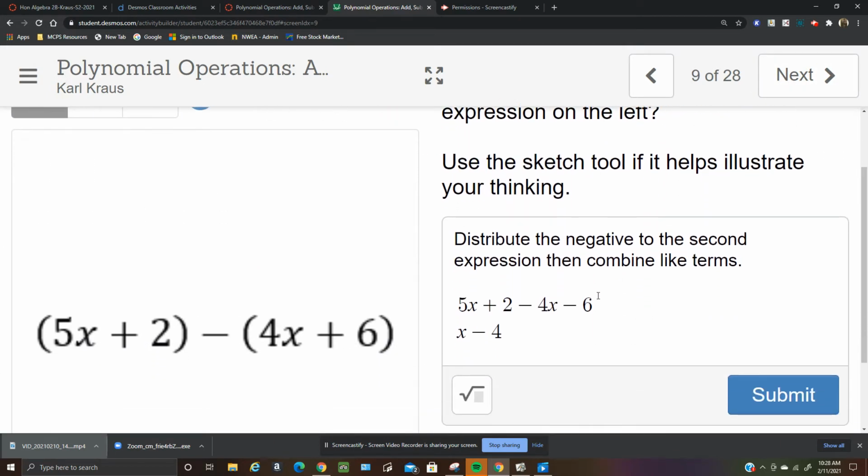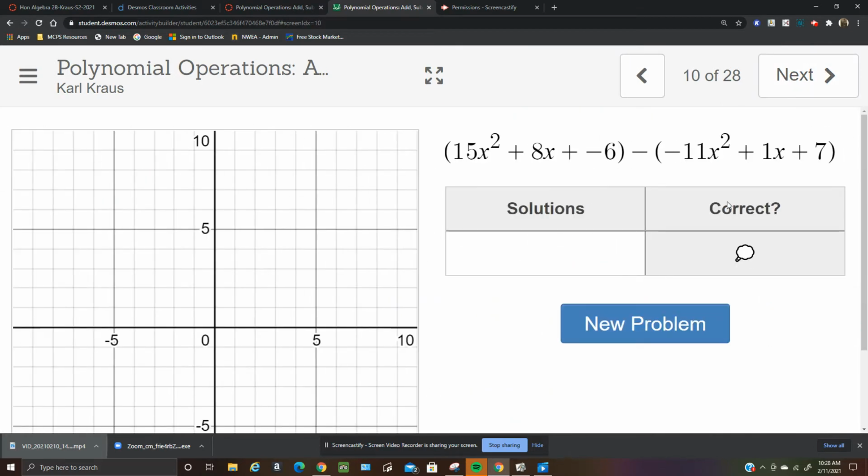And here I distribute the negative to the second expression and combine like terms. So the opposite of 4x is negative 4x, the opposite of 6 is negative 6. Then combining like terms, 5x minus 4x is x. 2 minus 6 is negative 4. And once again here, you can try some of these.